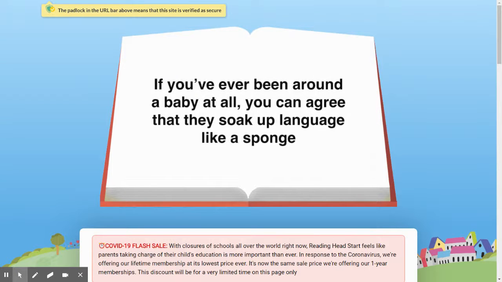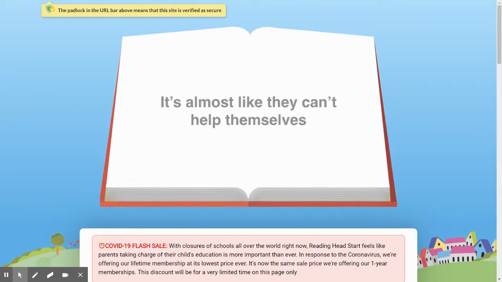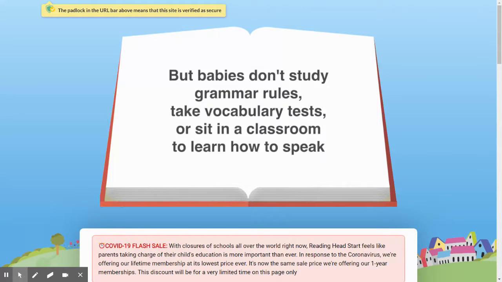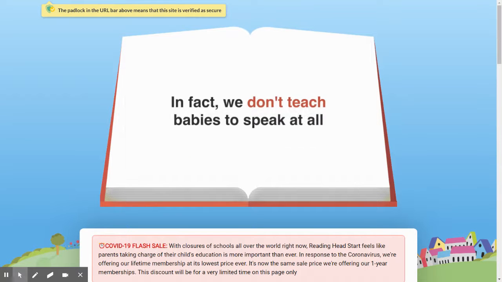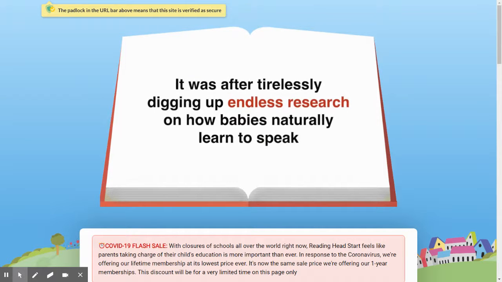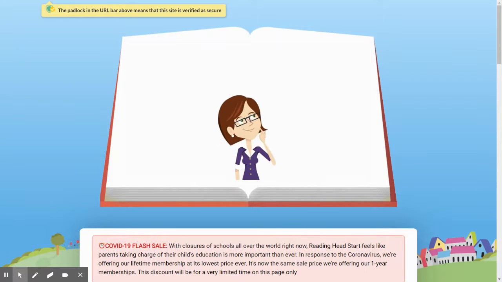If you've ever been around a baby at all, you can agree that they soak up language like a sponge. It's almost like they can't help themselves. They're little language learning machines. But babies don't study grammar rules, take vocabulary tests, or sit in a classroom to learn how to speak. In fact, we don't teach babies to speak at all. We just expect them to do it, learning by what humans have been doing for thousands and thousands of years. Listening.